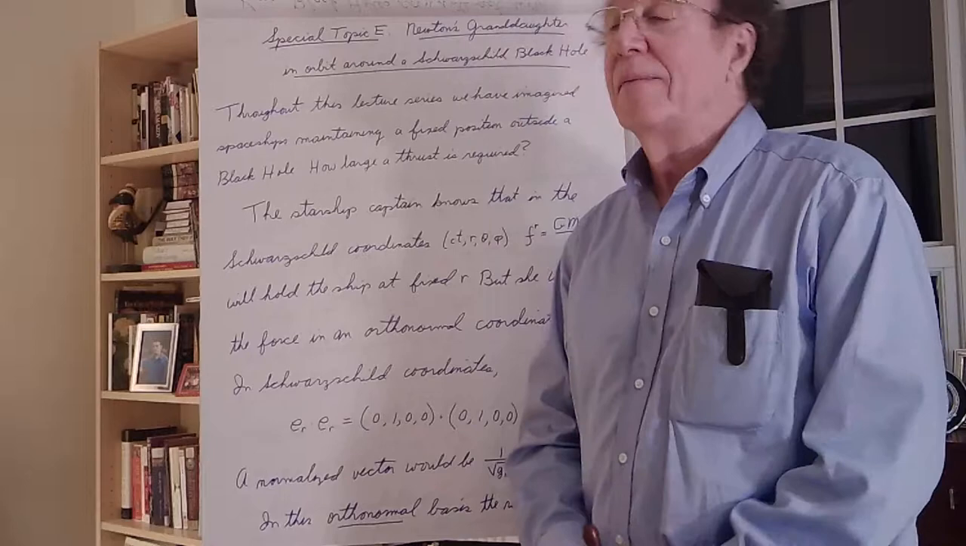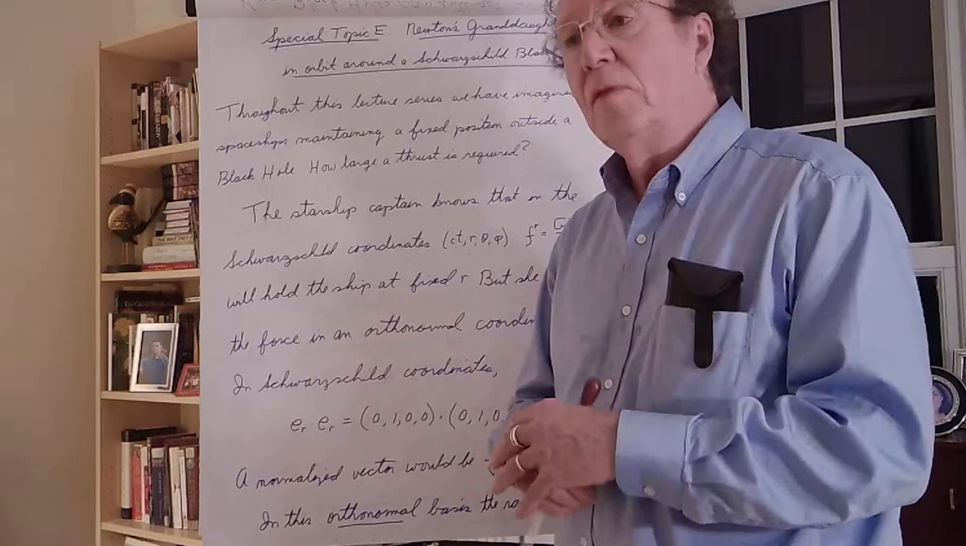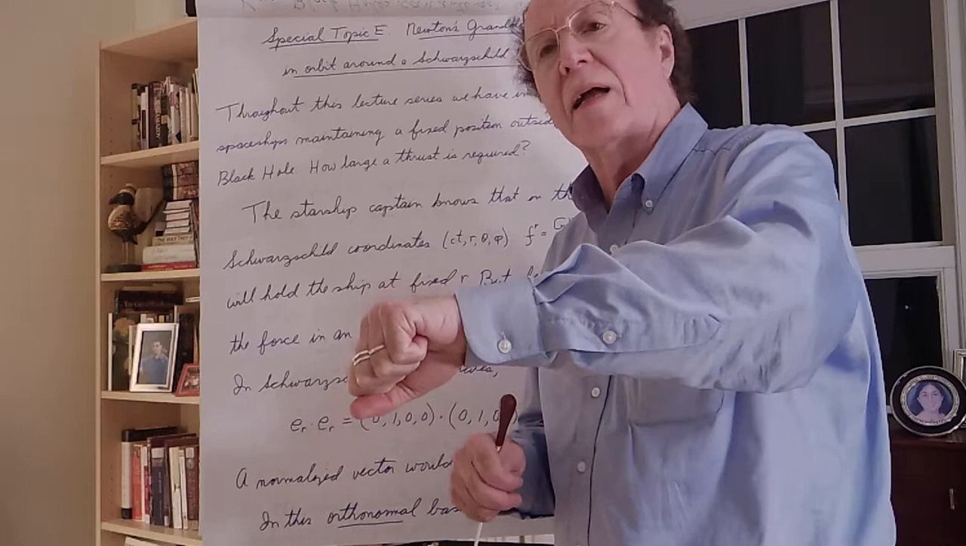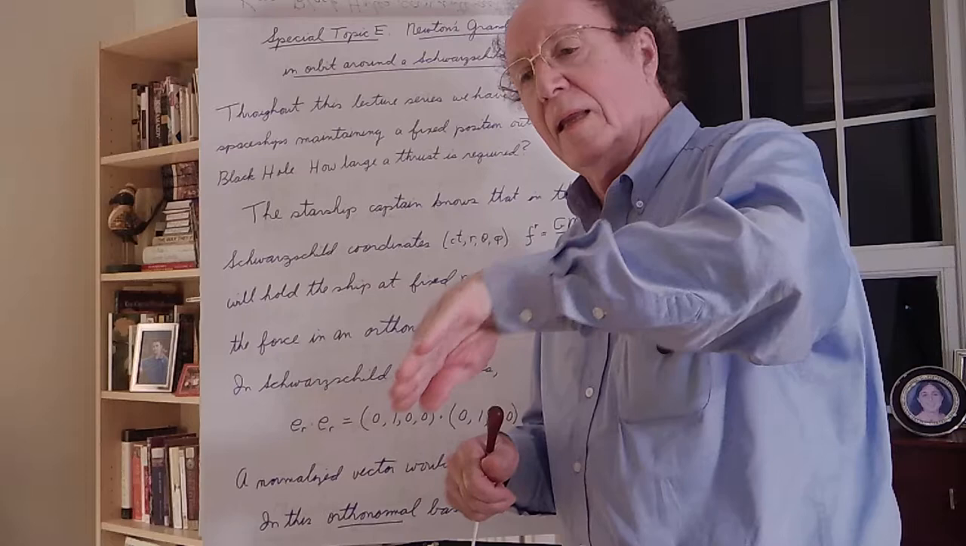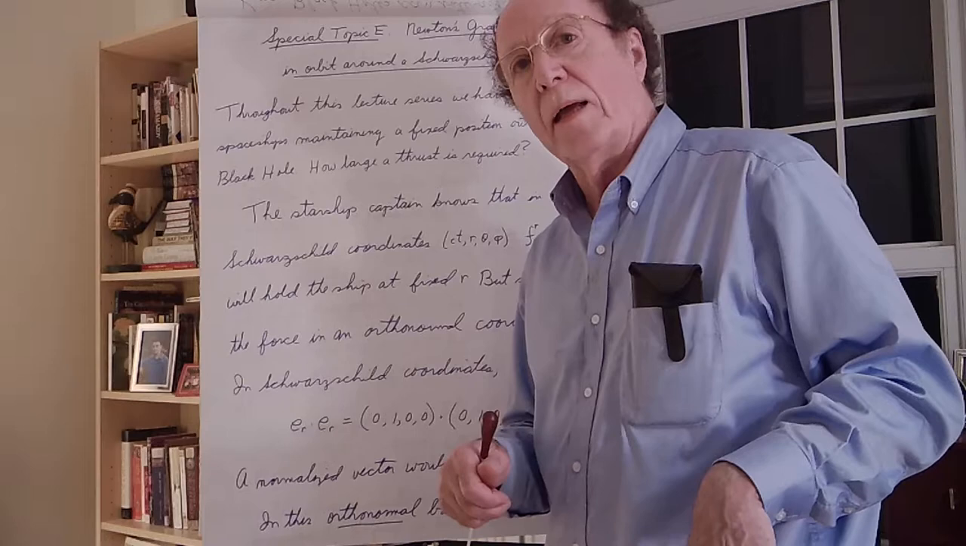Okay, so you see, in the language of Newton, the mass is drawing the starship in. To keep the starship at a constant distance away, it has to develop a thrust, okay, in the negative radial direction, and then it can maintain its position. Okay, now we want to think about that, of course, from the perspective of general relativity.